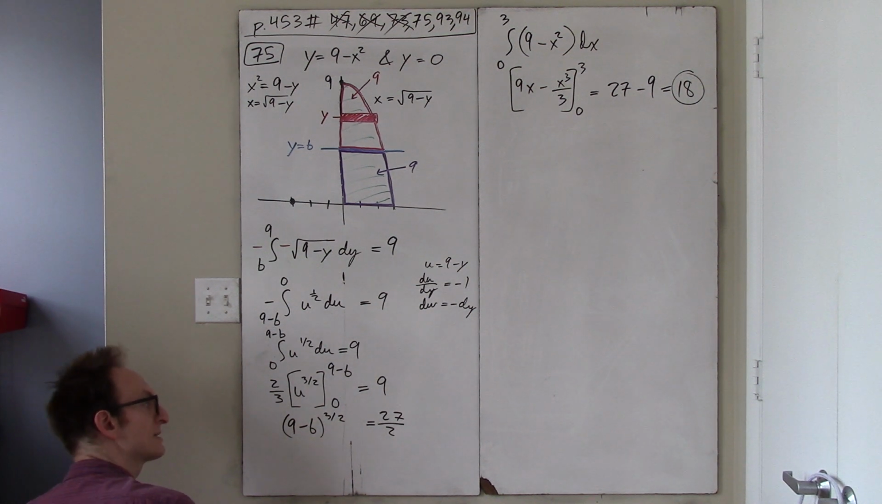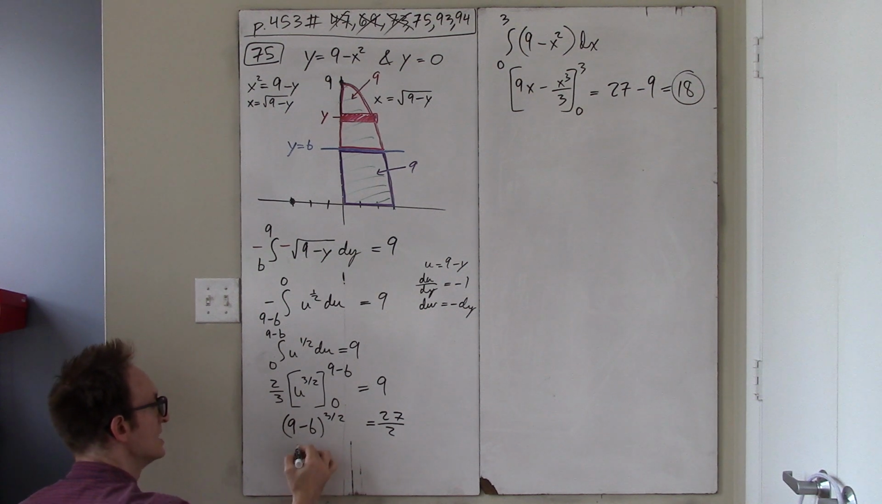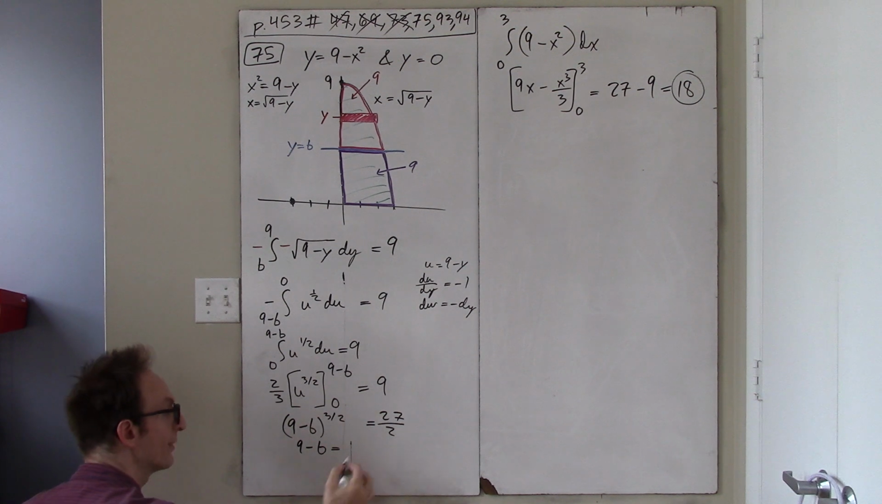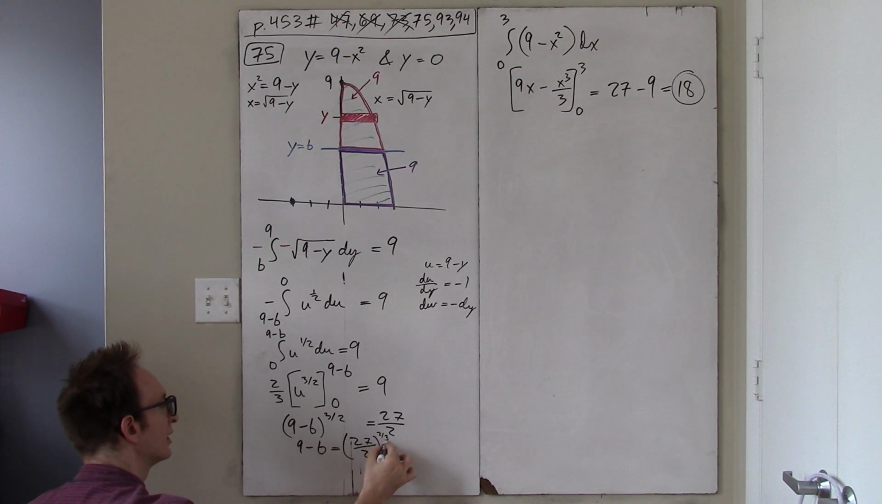So now I'm back down to the level of just algebra. There's still some work to do. I have to solve this kind of gross equation. So I get 9 minus b. If I raise both sides to the 2/3 power, then I get 27 halves to the 2/3.